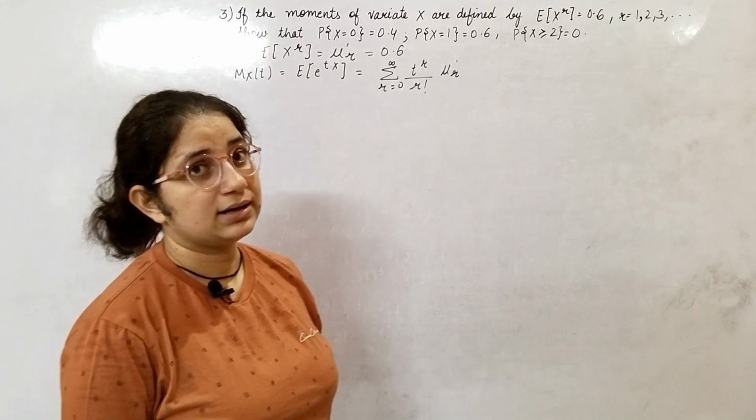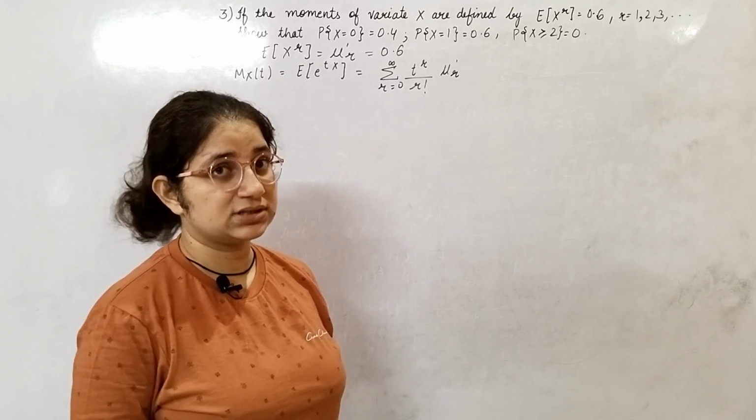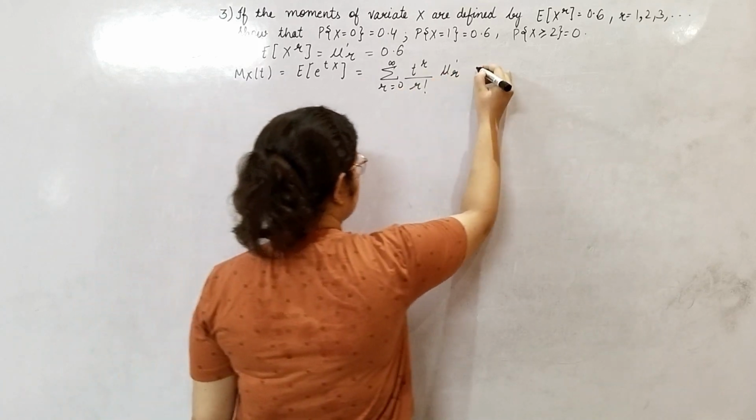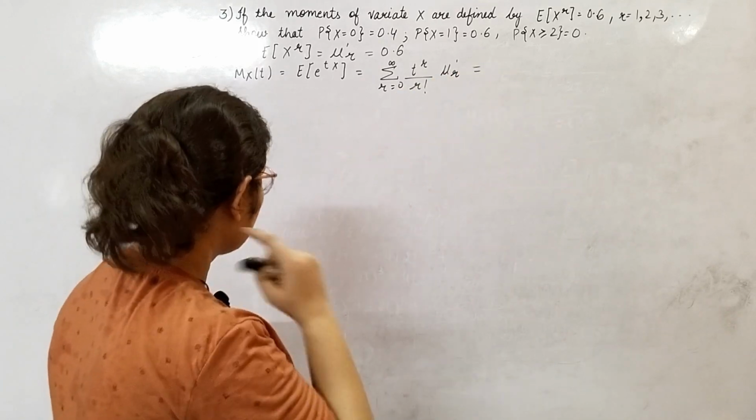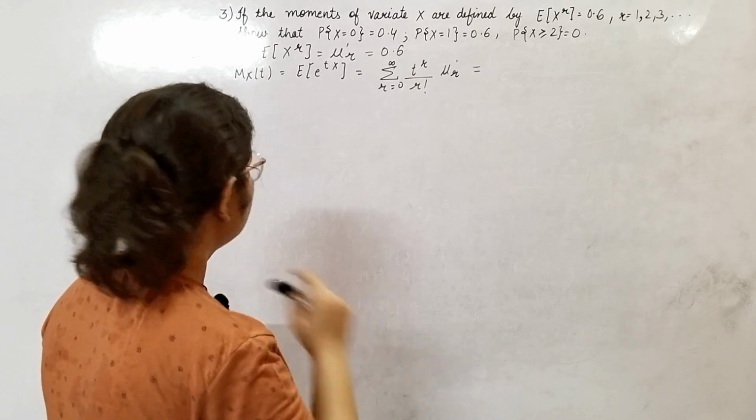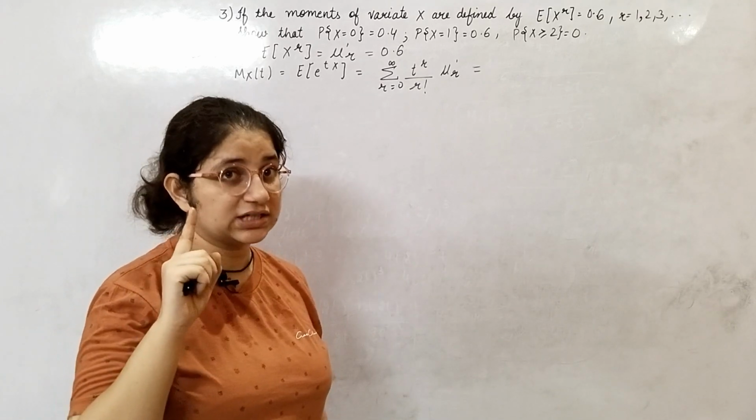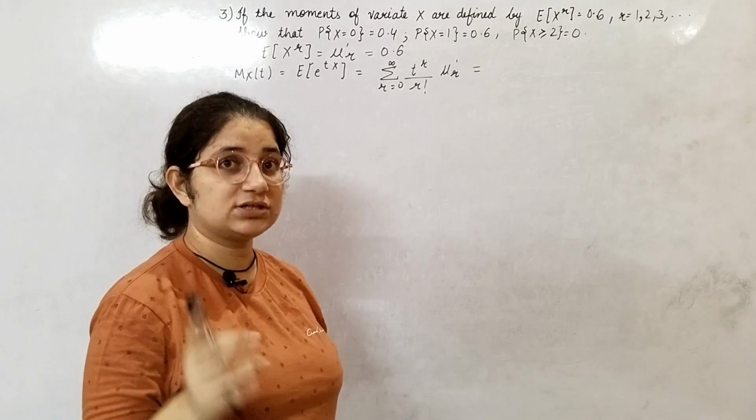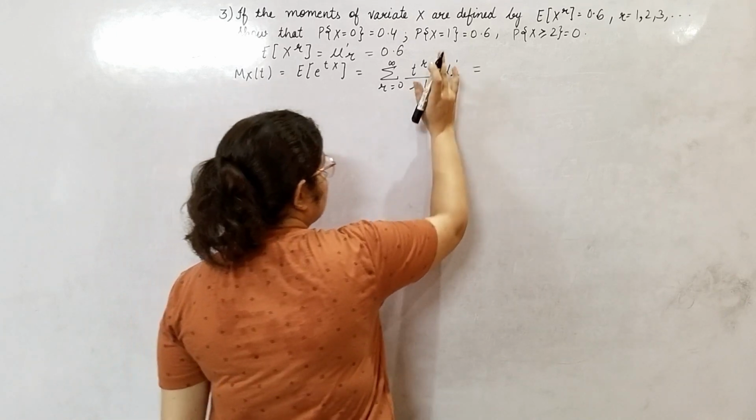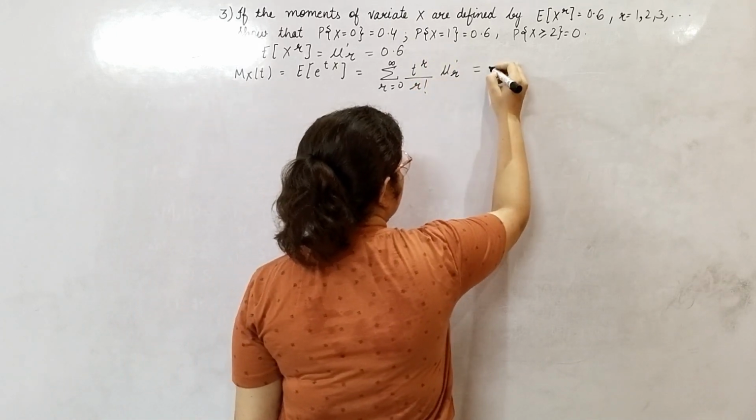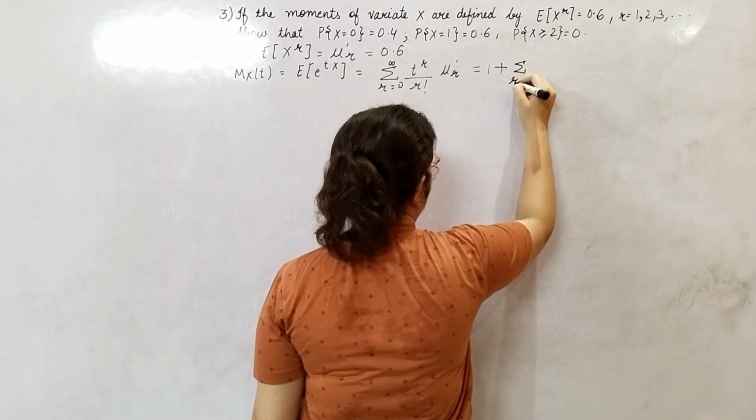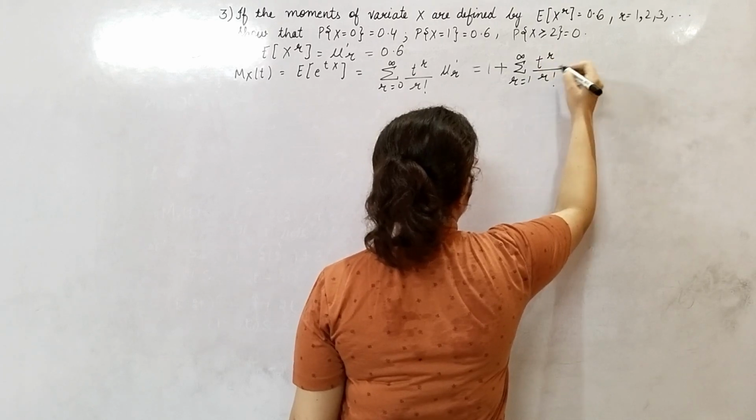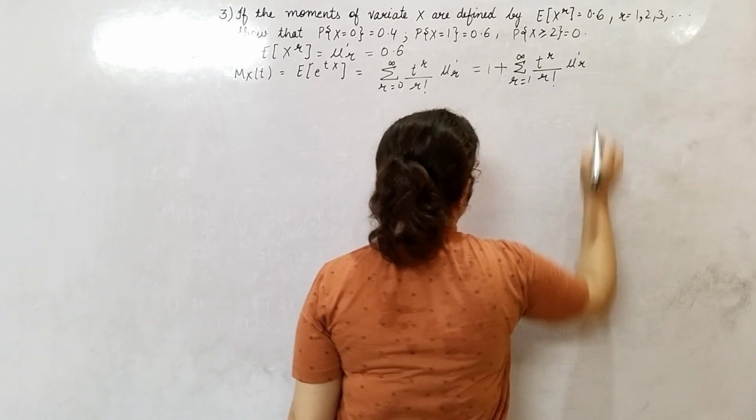Now in the question your r is starting from 1, so when r starts from 1, only in that case I put this value. So what I need to show, put r is equal to 0. When you put r is equal to 0, the value of mu 0 dash is always 1. Mu 0 dash is always 1. Whenever and wherever you use this, you will use 1. So it will be t to the power 0 over 0 factorial times 1, that will be 1. So 1 plus summation r from 1 to infinity t to the power r upon r factorial mu r dash.